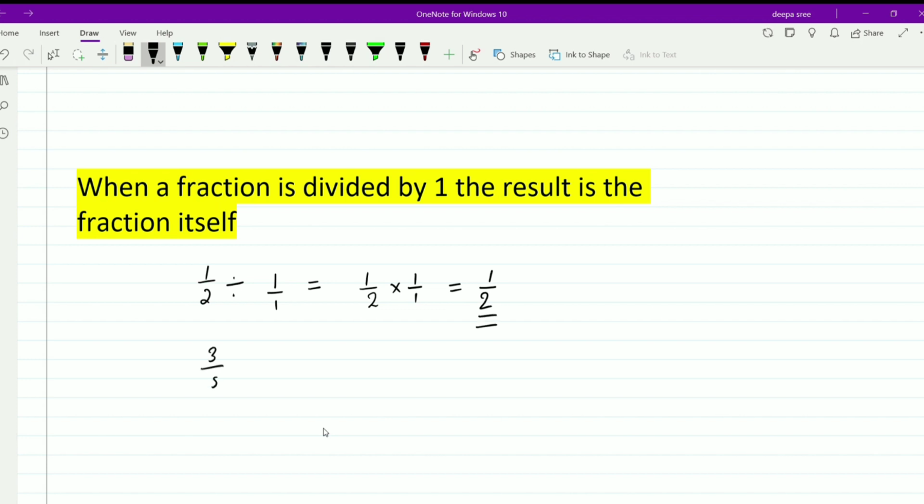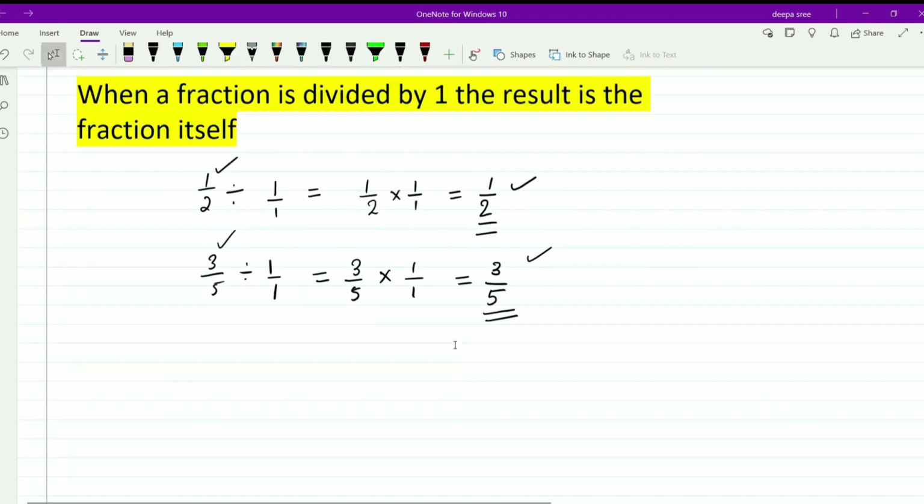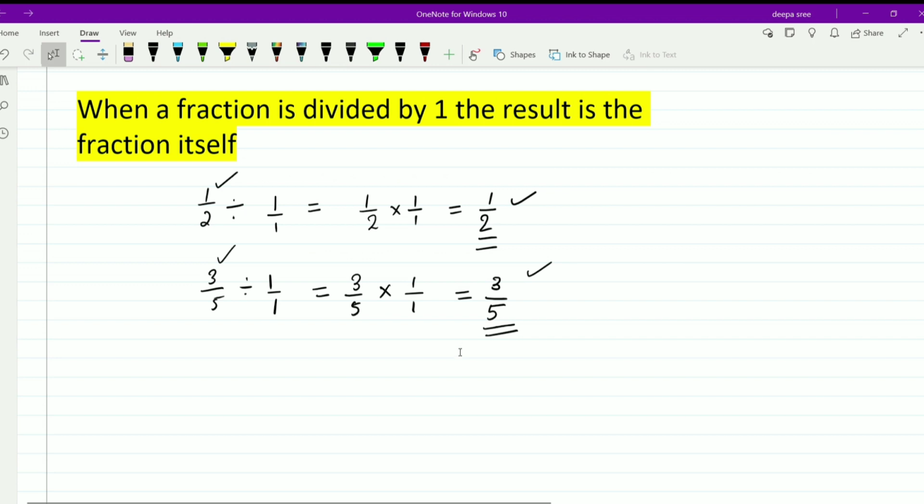3 by 5 divided by 1. Convert it into a temporary fraction 1 by 1. Write the first fraction as it is. Change the division sign to multiplication sign. Take the reciprocal, we get the same. Multiply the numerators 3 into 1, 3. Multiply the denominators 5 into 1, 5. Therefore, we are getting the same fraction here. So, when a fraction is divided by 1, the result is the fraction itself. This property application is coming in.